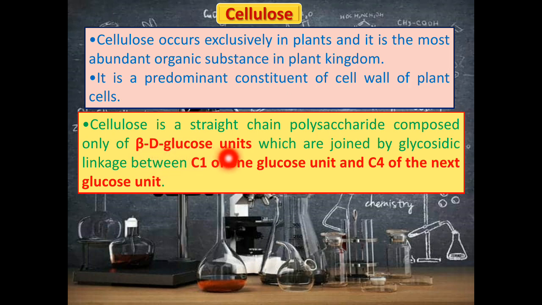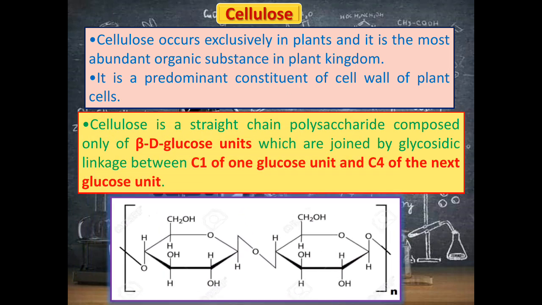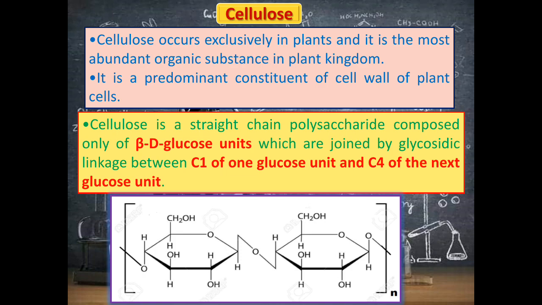Beta D glucose also means beta D plus glucose. Cellulose is composed of only beta D plus glucose units which are joined together by glycosidic linkage, again C1C4. C1 of one beta glucose unit links with C4 of the next glucose unit. The structure will be like this. Again, it's a polysaccharide composed of many beta D plus glucose units.